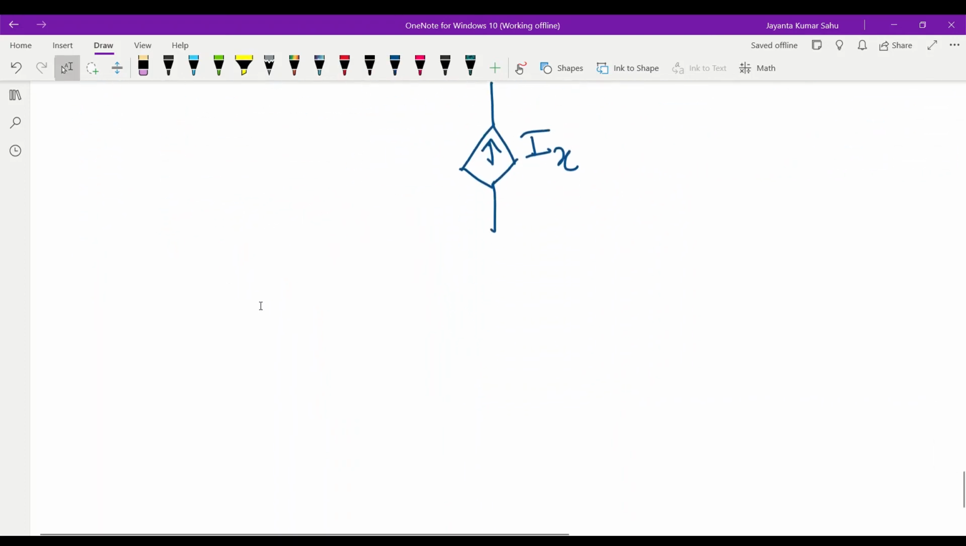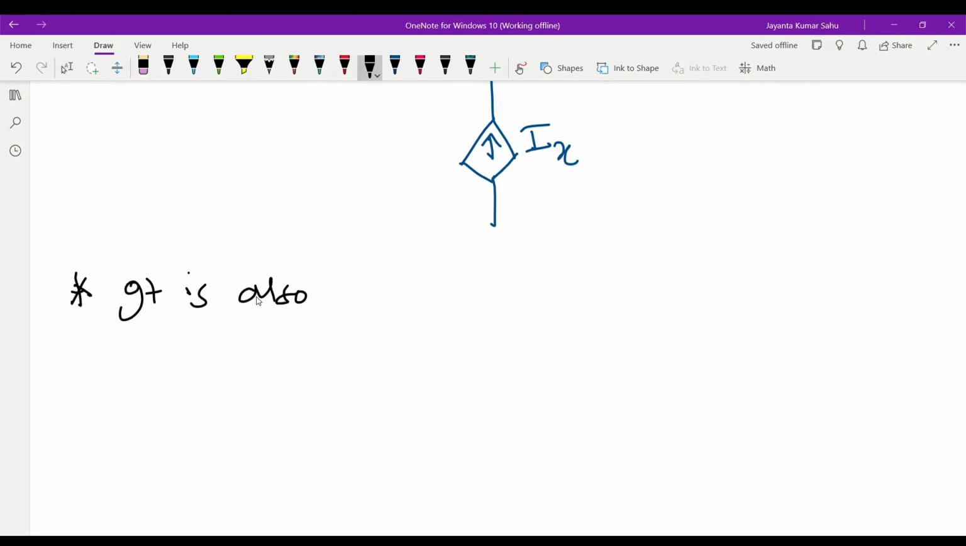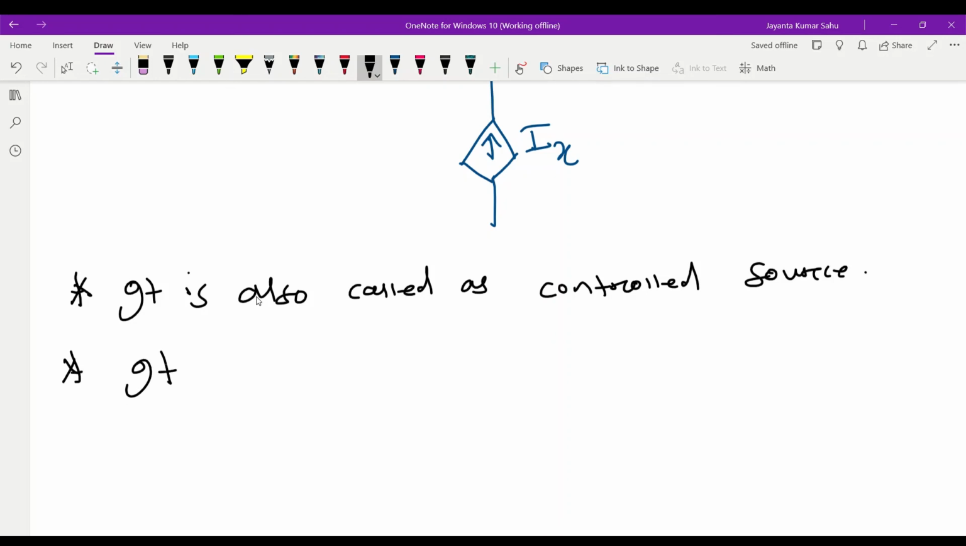Finally, we write two important points. It is also known as control sources. It is also called as controlled source. Second one is it is represented by a diamond shape.